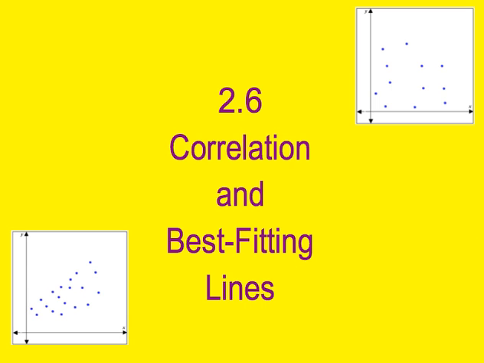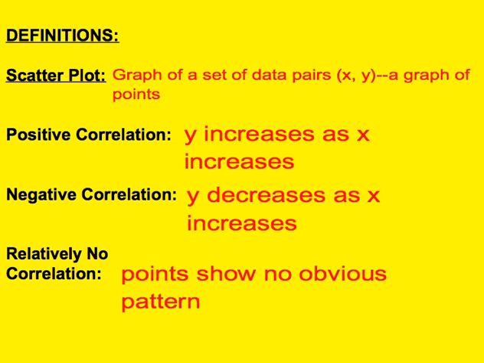Moving on to section 2.6. This talks about correlation and best fitting lines. First of all, definitions. Scatter plot. A scatter plot is a graph of a set of data pairs, x, y, which basically means it's just a graph of points. Okay, there's no lines whatsoever in a scatter plot, it's just points.